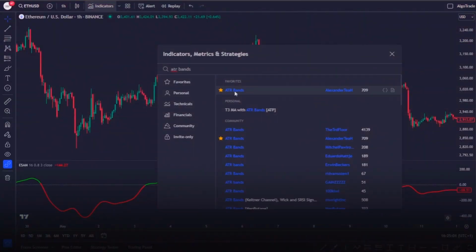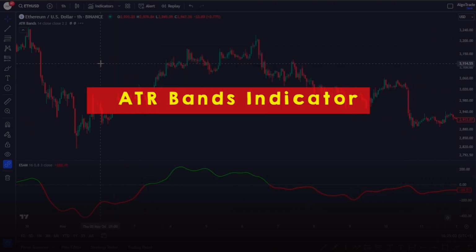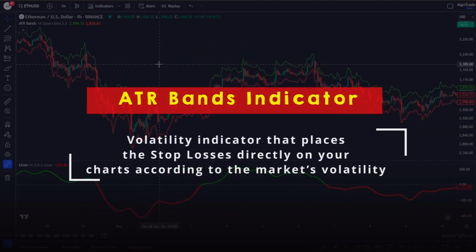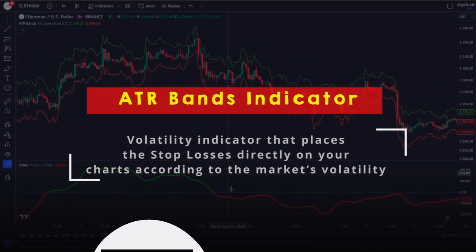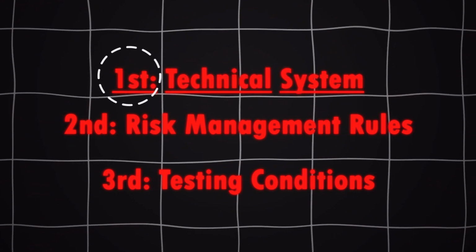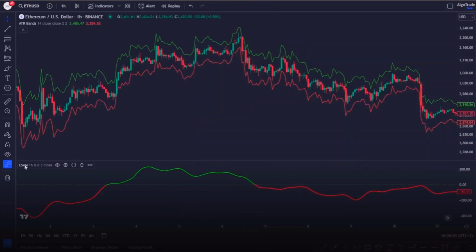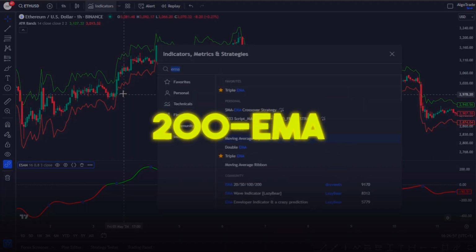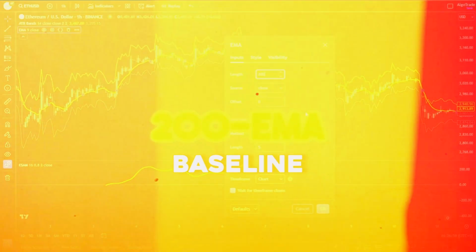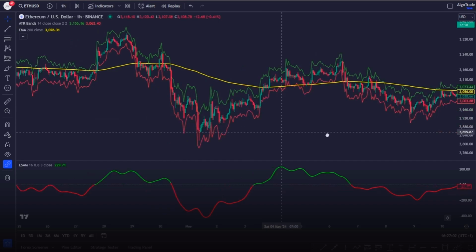For risk management, I will use the same method as in all the other episodes by using the ATR bands indicator, a volatility indicator that places the stop losses directly on your charts according to the market's volatility. And finally, regarding the technical system, in addition to the ESAM, I will also use a 200-period exponential moving average as a baseline to filter out losing signals from the indicator.